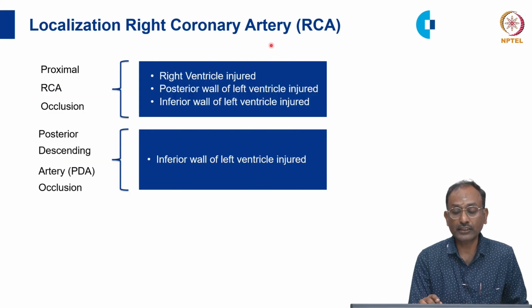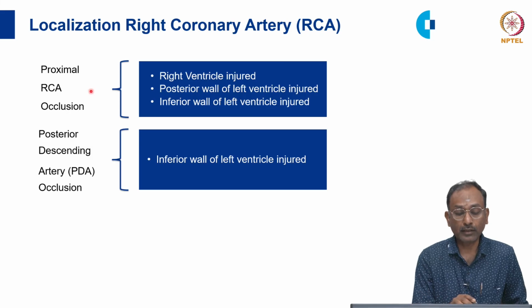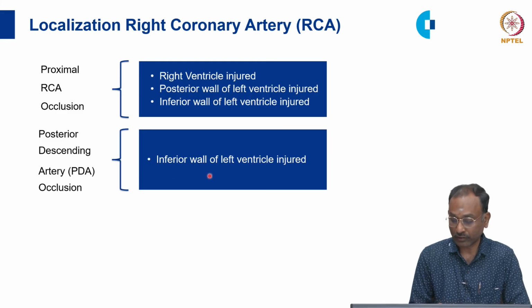This is about localization of the right coronary artery. Proximal RCA occlusion is characterized by right ventricular injury, posterior wall of the left ventricle and inferior wall of the left ventricle injury. And posterior descending artery occlusion is characterized by inferior wall of the left ventricle injury.